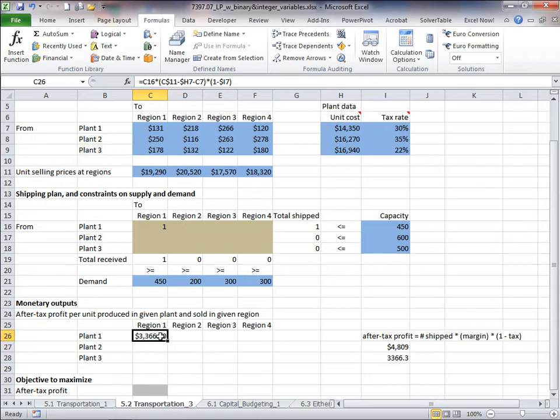All right, in the textbook, it talked about producing from plant 1 and shipping to region 2 had an after-tax profit of 4166.40. So let me just copy this over, put a 1 in here, and there's 4166.40. All right. So I have a high degree of confidence that going across, I'm doing the calculation correctly.